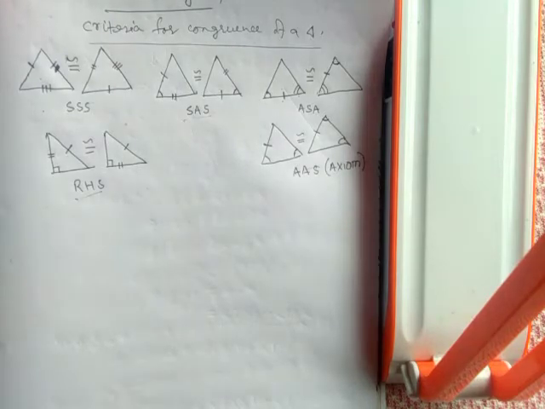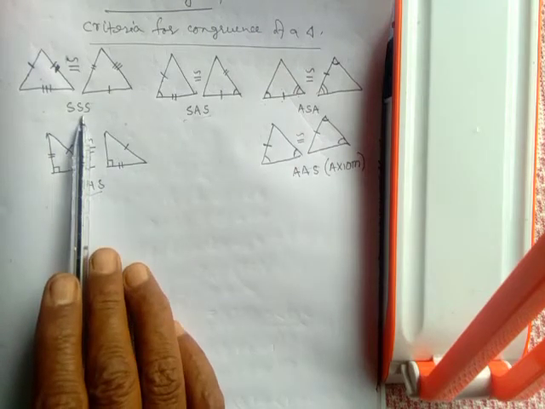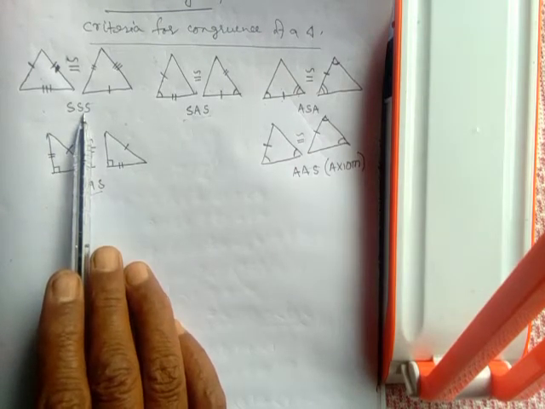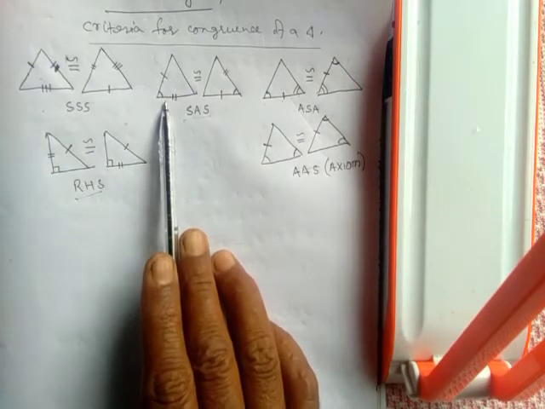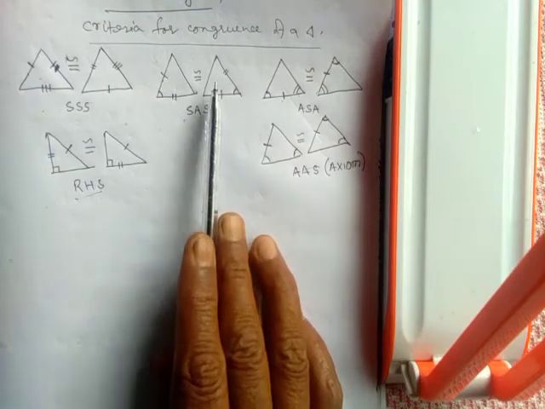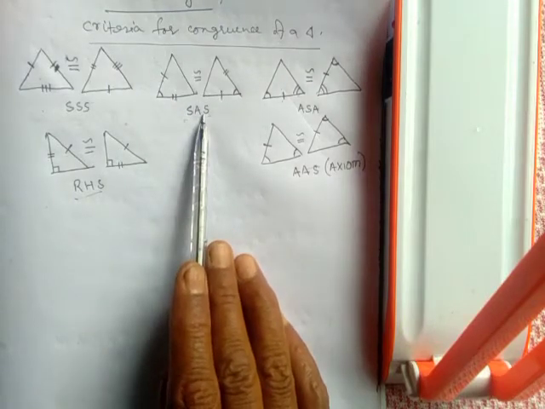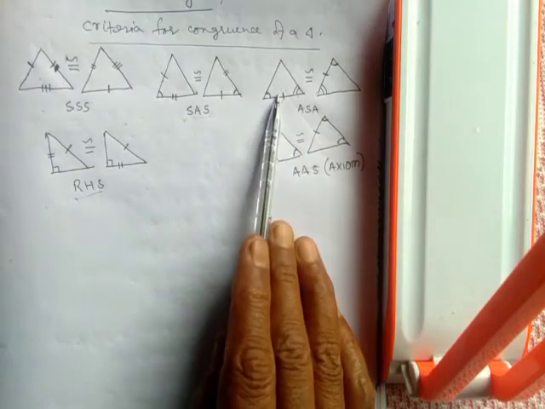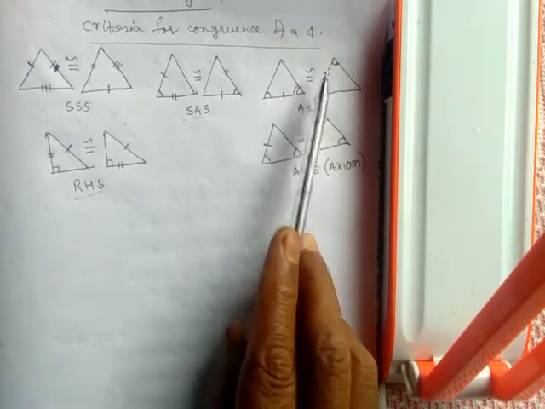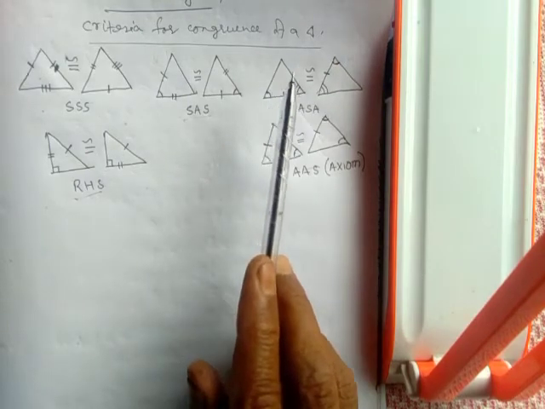So always, when you are asked to find out the congruency of two triangles, you have to find 3 conditions. Either 3 sides of one triangle are equal to the corresponding 3 sides of another triangle, or 2 sides and 1 angle of one triangle are equal to the corresponding 2 sides and 1 angle of another triangle, then the two triangles are congruent by SAS. If two angles and the included side of one triangle are equal to the corresponding two angles and included side of another triangle, then the two triangles are said to be congruent.